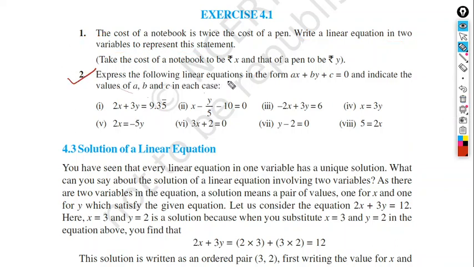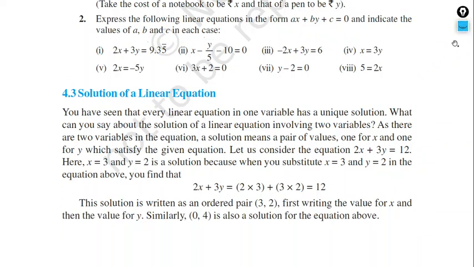Express the following linear equations in the form ax plus by plus c equal to 0 and indicate the values of a, b, c in each case. Very good. So we have to transform these equations. All the equations 6, 7, 8 are there, to be put in the form of ax plus by plus c equal to 0, and indicate the values of a, b and c in each case. Very good. Let's start. We'll scroll it up. Now we'll start with the first one.